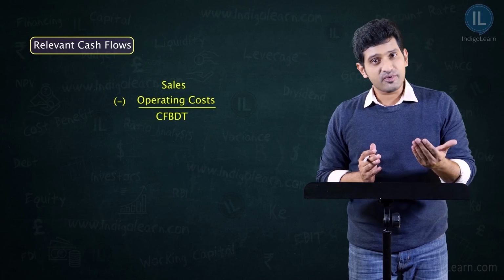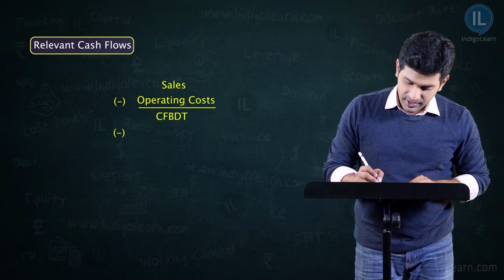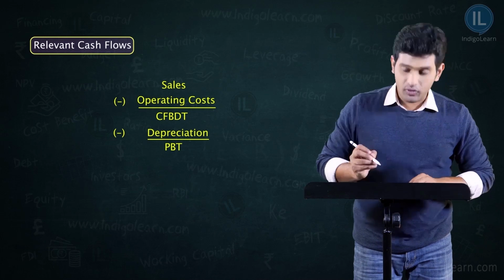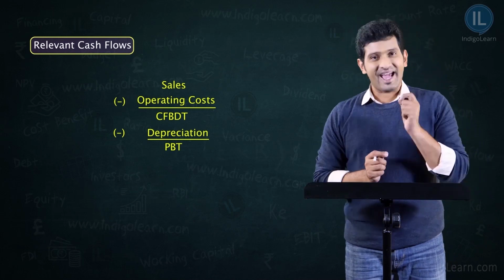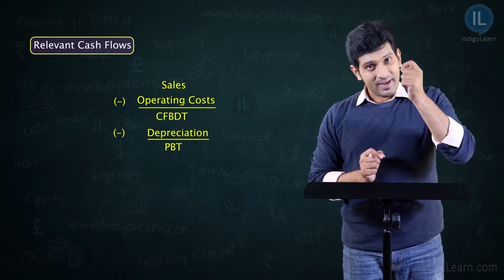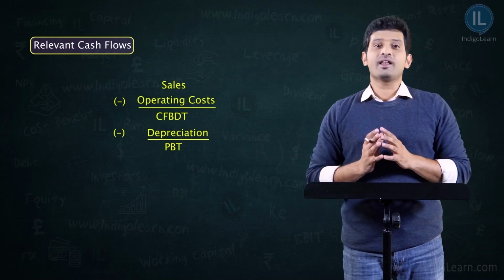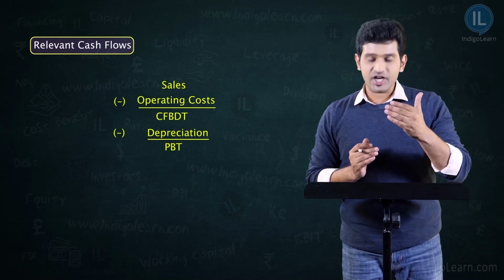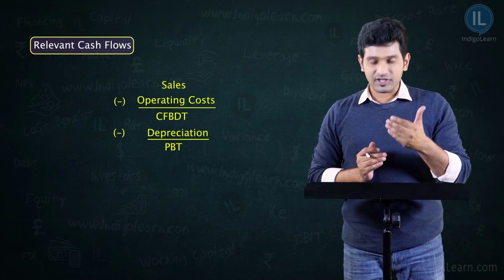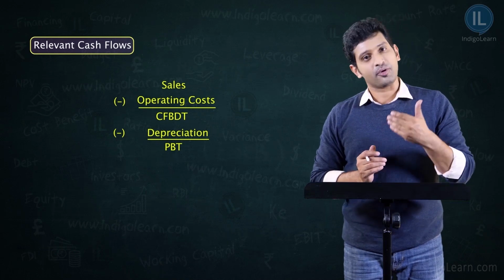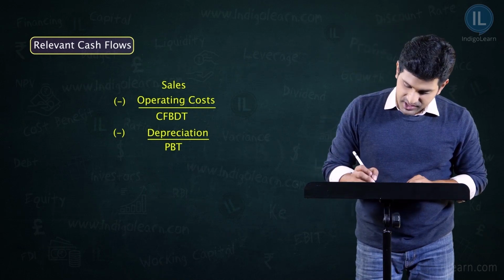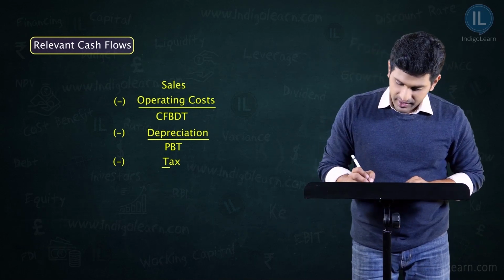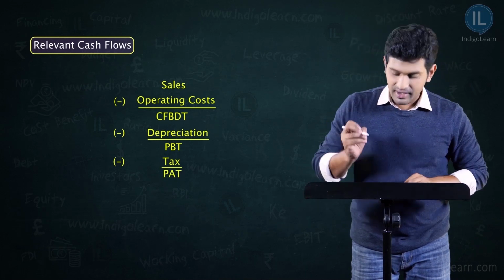Now, from cash flow before depreciation and tax, first we will have to remove the depreciation to arrive at profit before tax, because tax is paid only from this term. If you look at the P&L, we will remove the depreciation to compute the tax part. Therefore, from the cash flow before depreciation and tax, we exclude the depreciation part to arrive at the profit before tax. Now, from this, we remove the tax component to arrive at profit after tax.